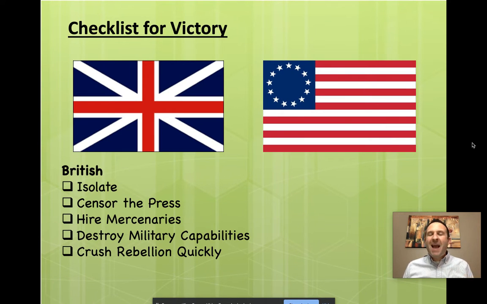Oh, and then I have a little free one, a little bonus one, number six for you. Capture colonial leaders quickly to demoralize the enemy. In other words, get George. You gotta get the leaders, but specifically capture General George Washington because he is the military leader.